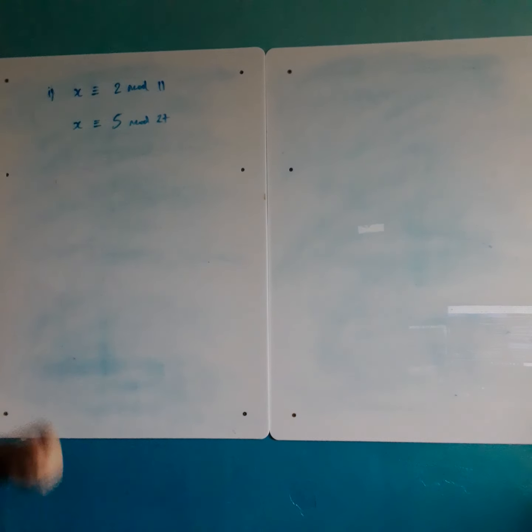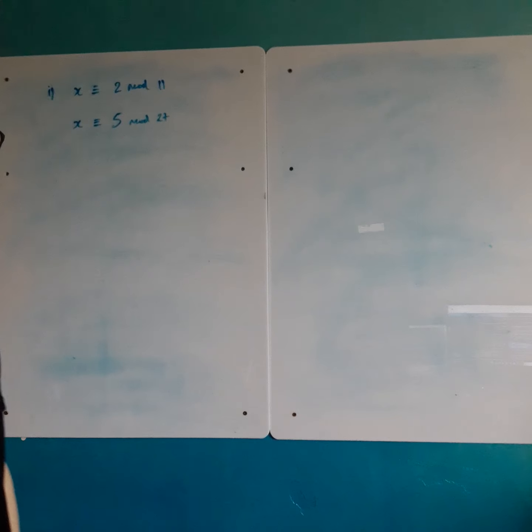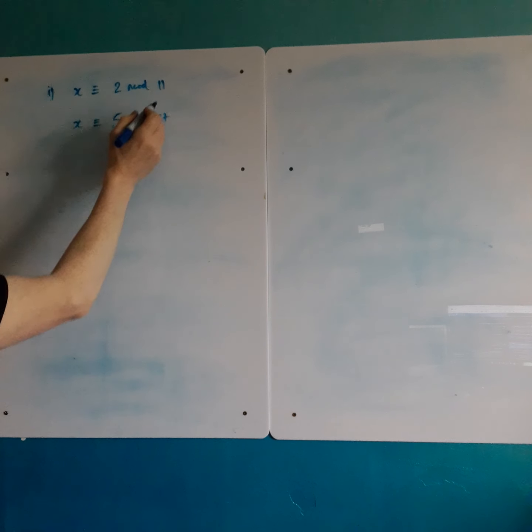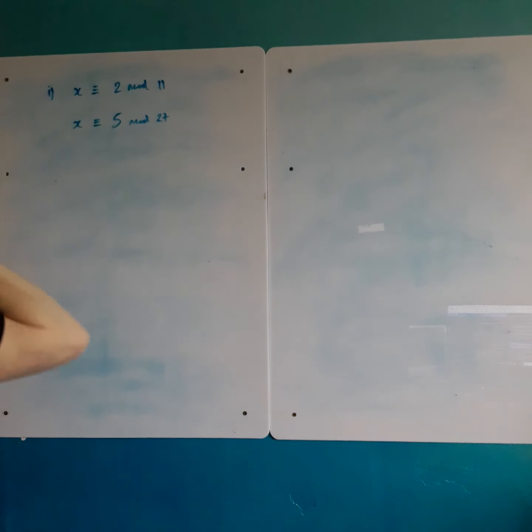Okay, so again, this is another CRT, Chinese remainder theorem. I did one in another video, but this is another question from the second assessment. There were two assessments with two different questions on there. So just to go through this one, we're looking for a solution x, which is congruent to 2 mod 11 and also congruent to 5 mod 27.